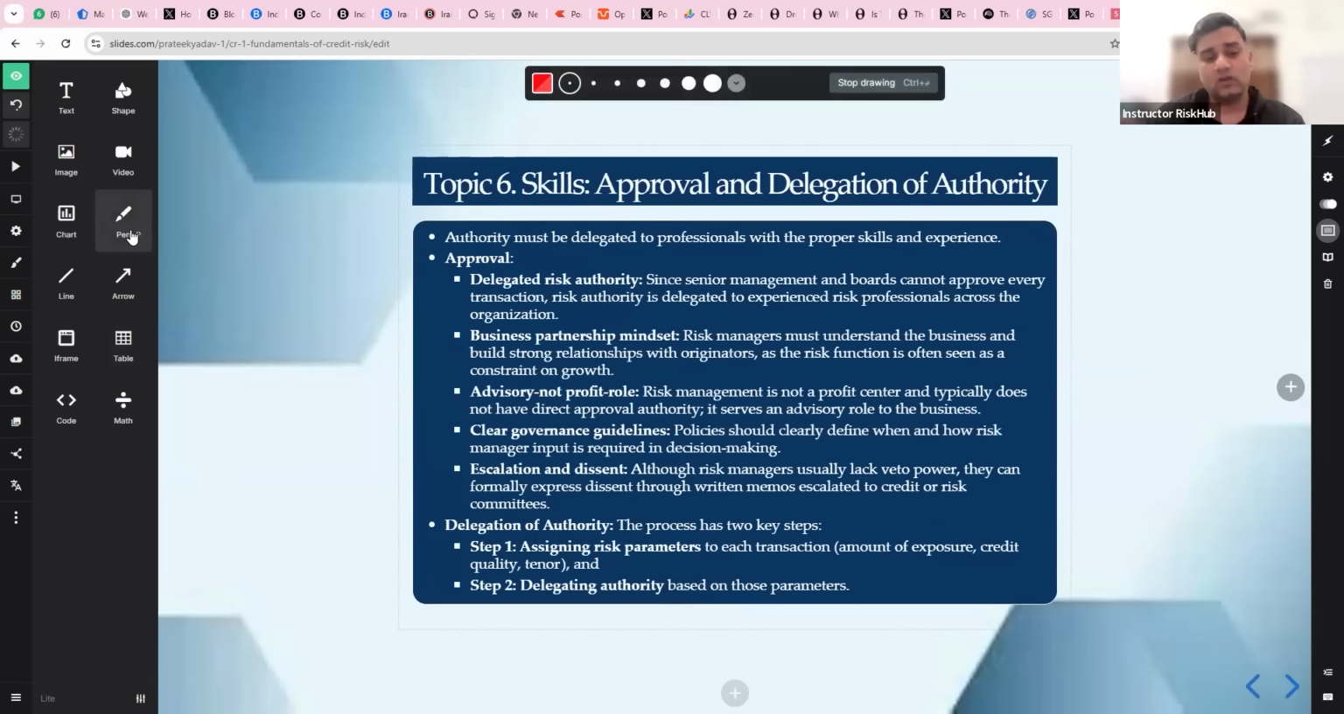Then we go into skills approval and delegation of authority. So now we move into who approves what. This is one of the most practical governance areas. The core principle here is that authority must match your skill.